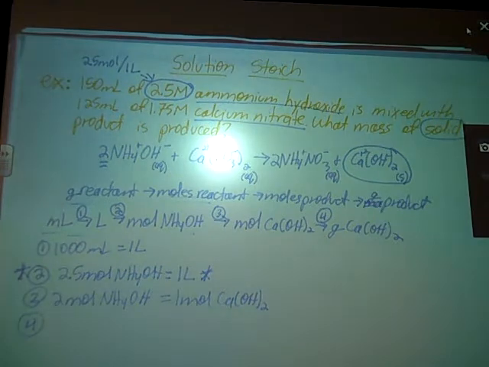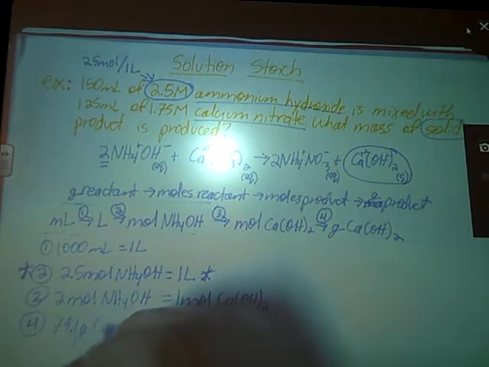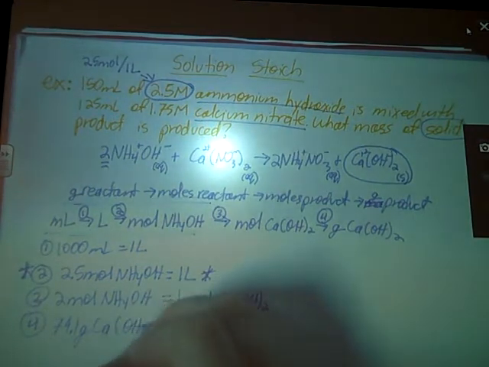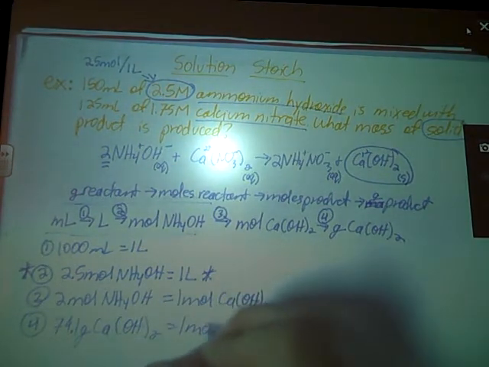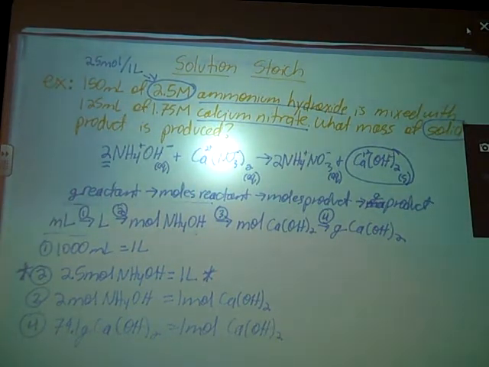Last step, molar mass, nothing unusual there. Calcium plus 2 oxygens plus 2 hydrogens gives me 74.1 grams of calcium hydroxide per that 1 mole. So now we're ready to go off and set up our boxes.